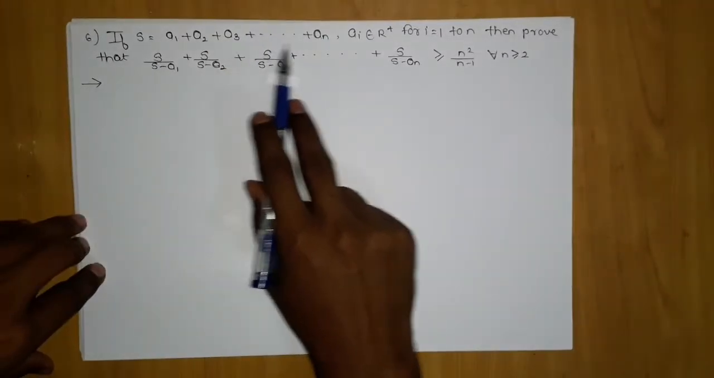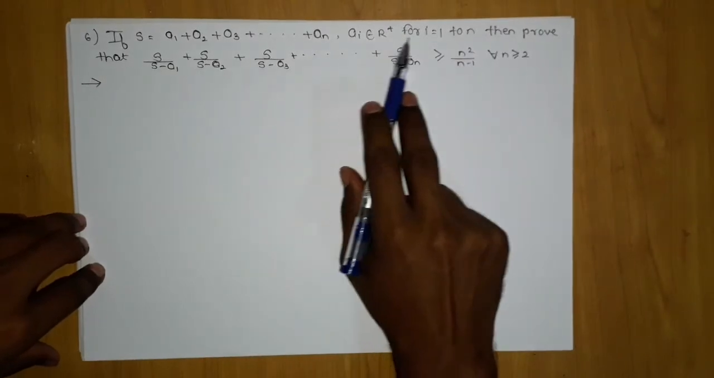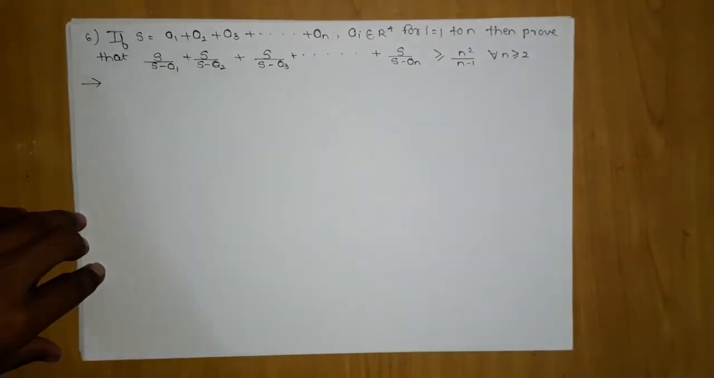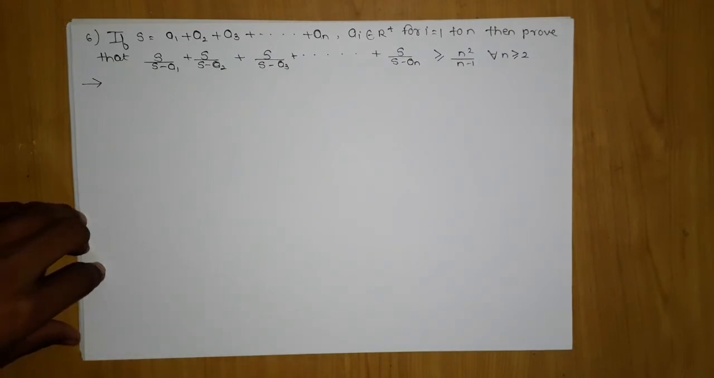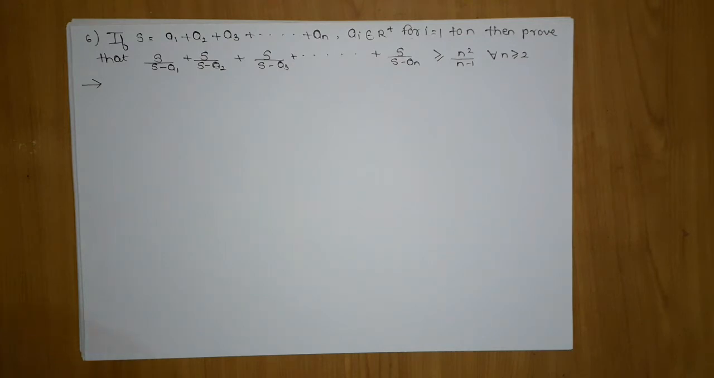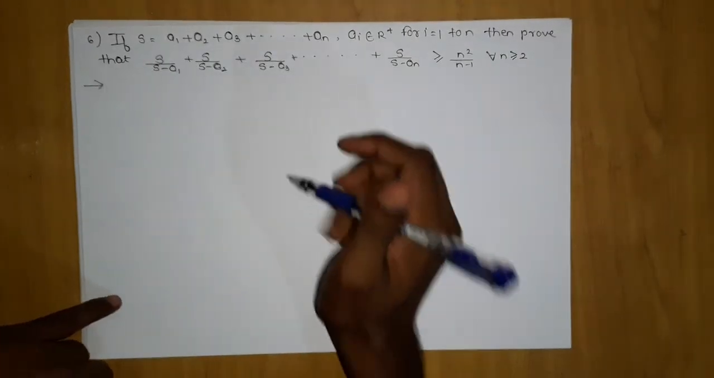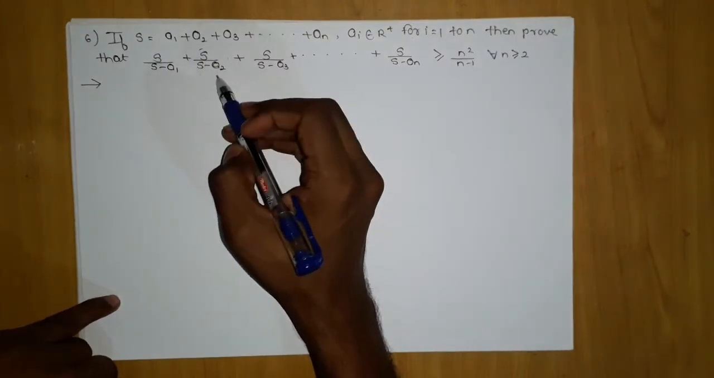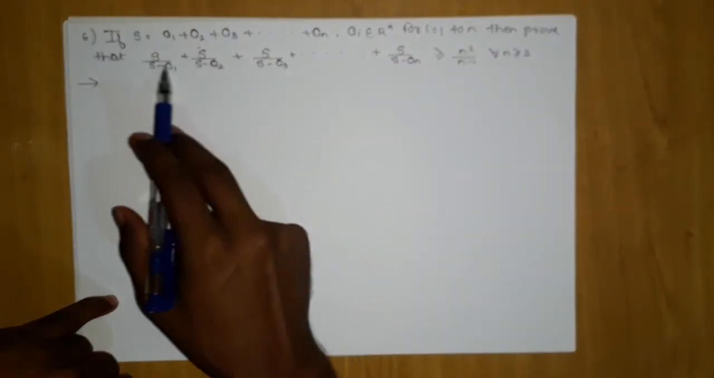So they are telling S is what, a1 plus a2 plus a3 and so on till an. Ai belongs to R plus, for i equals 1 to n. Then prove that S upon (S minus a1) plus S upon (S minus a2) plus S upon (S minus a3) and so on is greater than or equal to n square upon (n minus 1). Here if I consider these terms, when I reverse them, I can get some of these terms, which gives me a hint that S can occur.